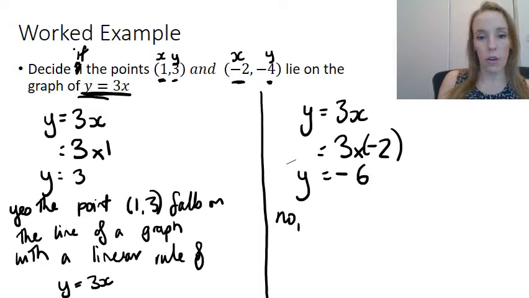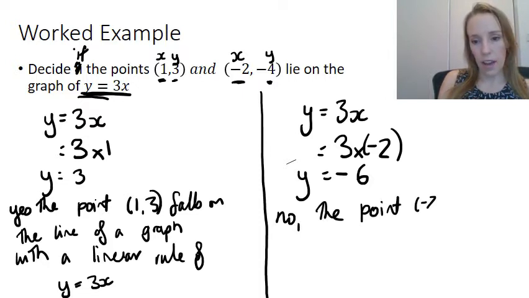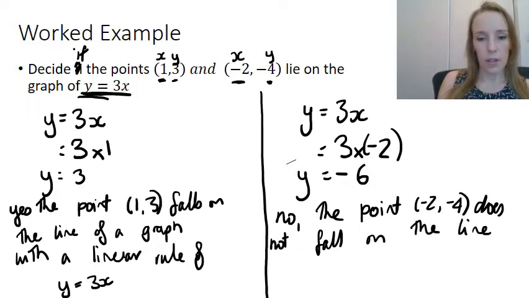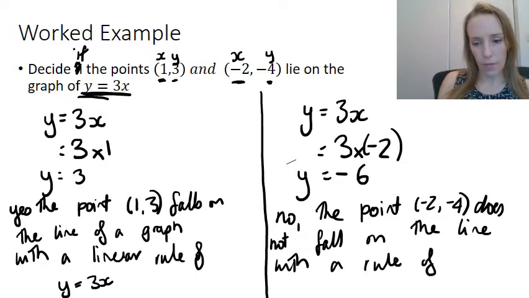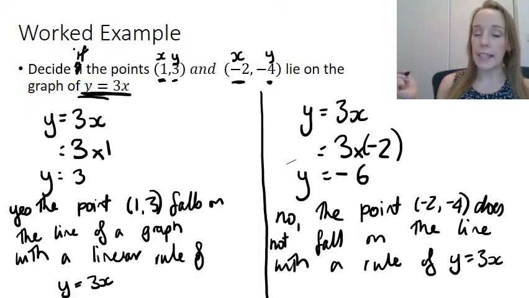So no, the point -2, -4 does not fall on the line with a rule of y equals 3x. And that would be our answer there.